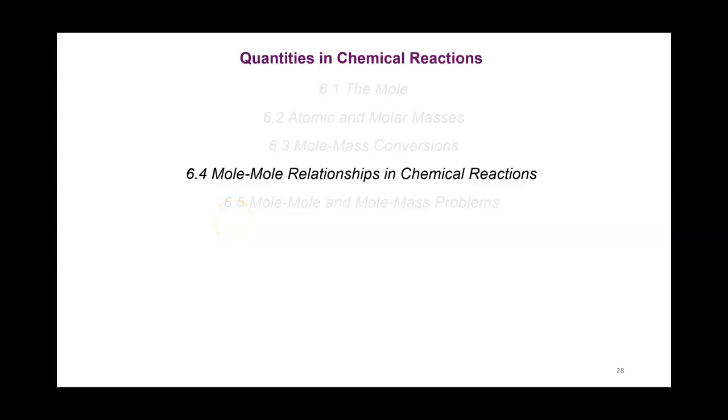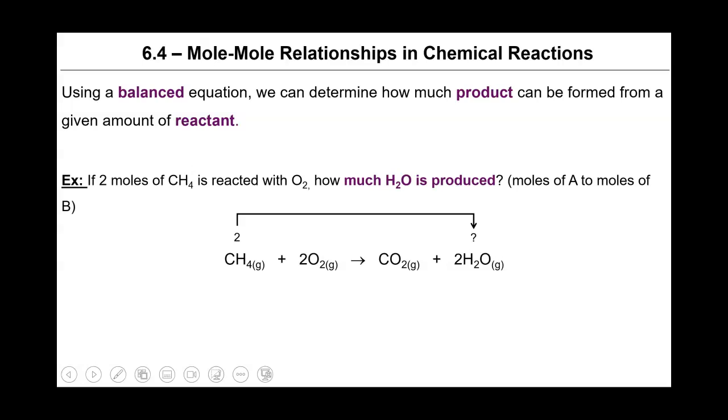In section 6.4, we learn how to perform mole-to-mole calculations within chemical reactions. So the first thing to recognize is that in order to be able to do this type of calculation, we do require a balanced equation. If we have a balanced equation, we can do things like figure out how much product can be formed from a given amount of reactant.